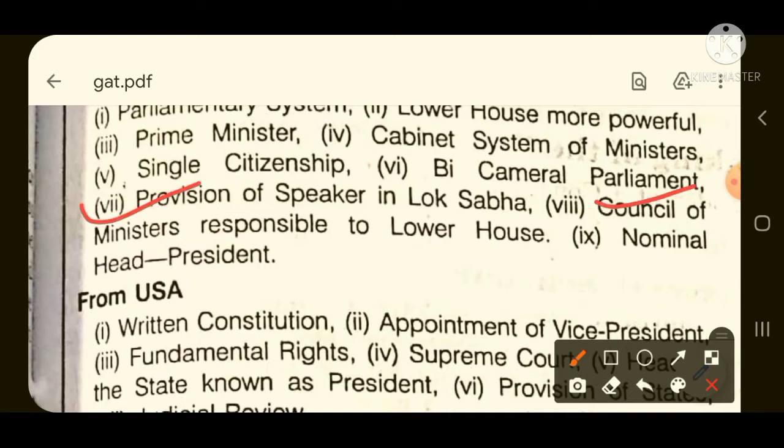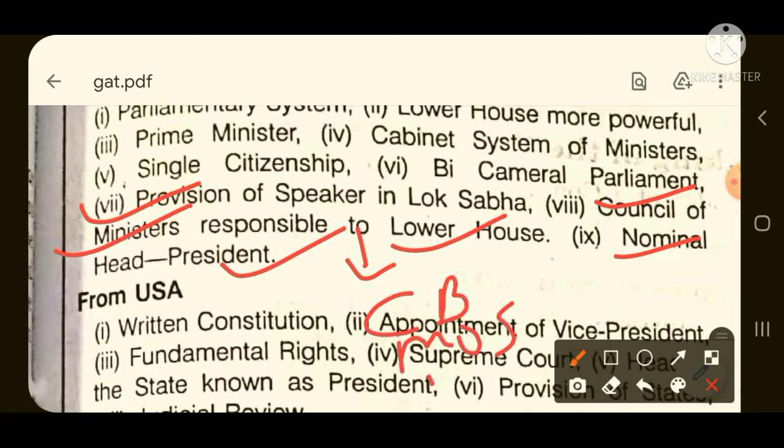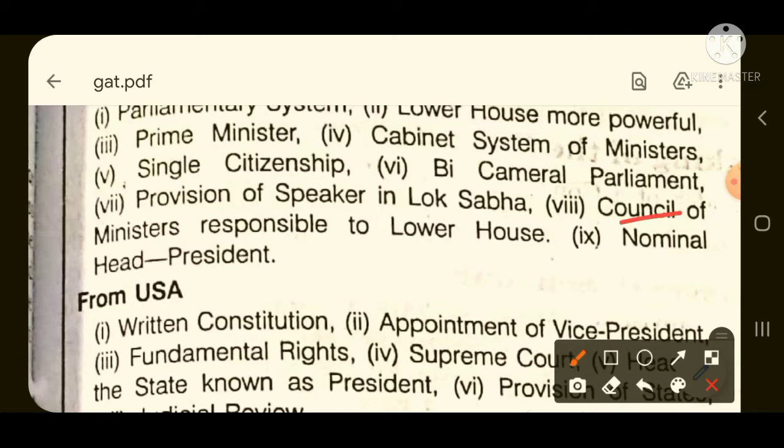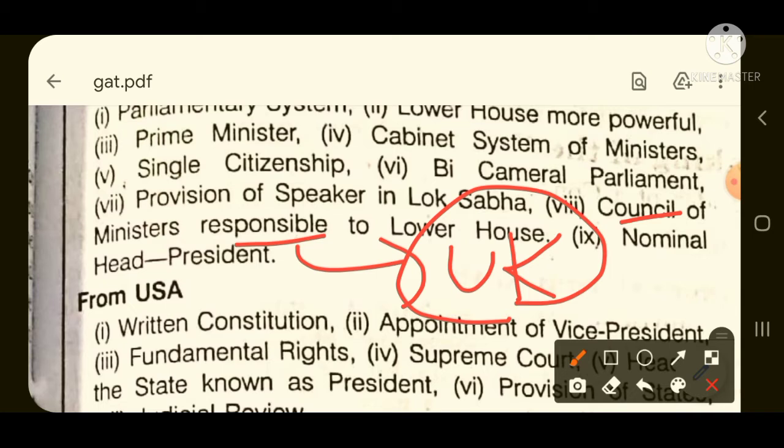Next thing is Council of Ministers responsible for the lower house and nominal head is president. Even Council of Ministers includes cabinet minister, minister of state and minister of state with independent charge, which you have already studied in your lower classes. So Council of Ministers post again we have borrowed from United Kingdom only, and the nominal head of the country is President of India. These were the features which we have borrowed from United Kingdom.